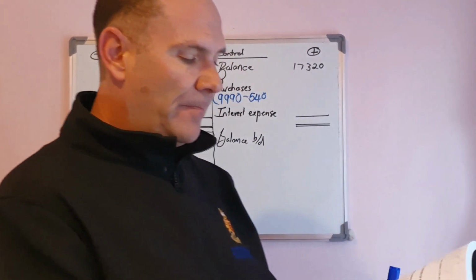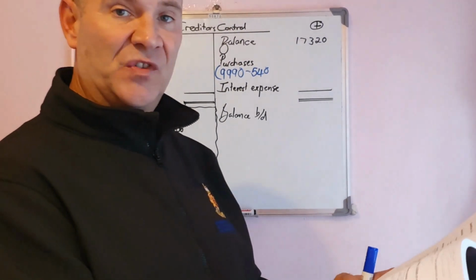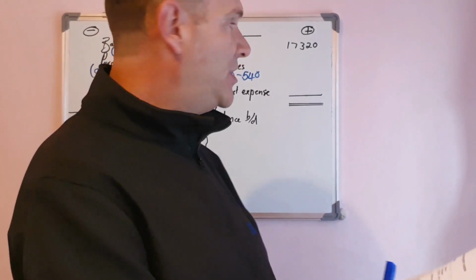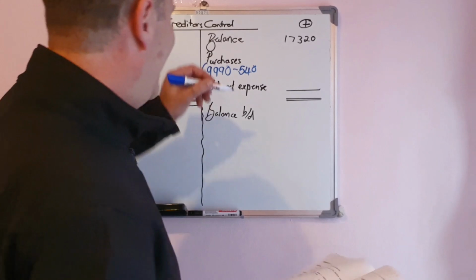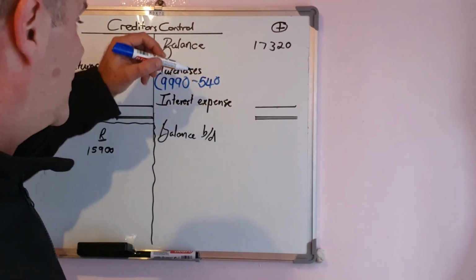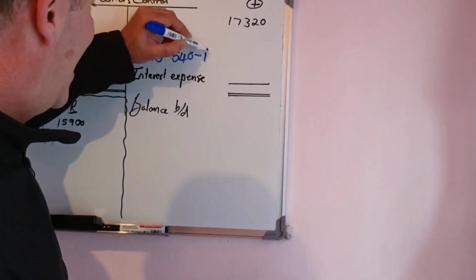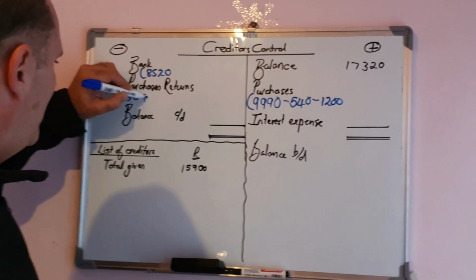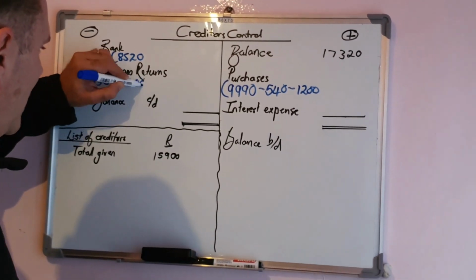So when we have a look, 1,200 Rand was supposed to be purchases returns. This purchases returns was recorded as an invoice, meaning as part of purchases. It was supposed to be purchases returns. Therefore, take it out of the purchases and add it to the purchases returns where it should be.